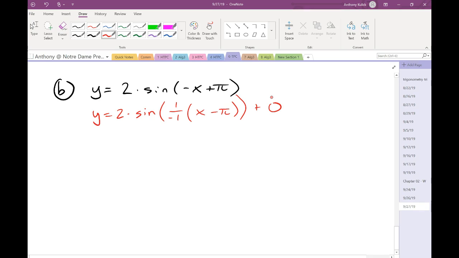So, if I wanted to try to write it in that standard form, it would look something like this. So my A would be 2, my C would be -1, my H would be positive pi, and my K would be 0.